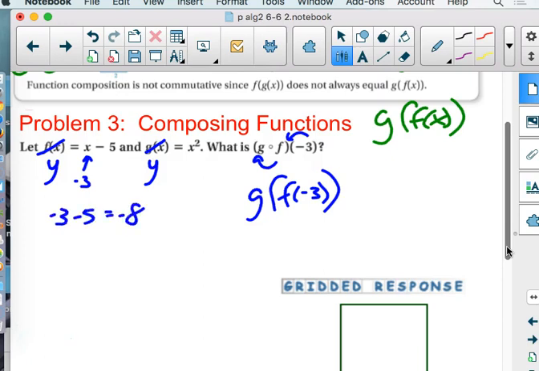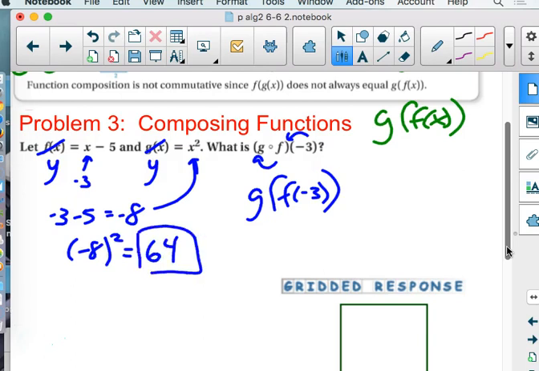That's negative 8. Well, now I work to the outside, which is g of x, and I'm going to put negative 8 into g of x, which is x squared. So I need negative 8 squared, and that's 64. So you put it into the first function, then you put it into the second, and you're finally done, and here's your answer.